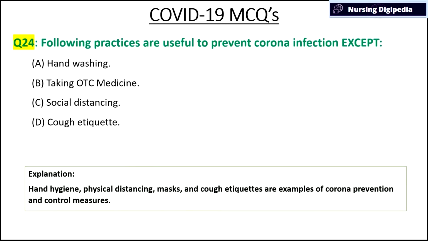Question 24. Following practices are useful to prevent corona infection except A. Hand washing, B. Taking OTC medicine, C. Social distancing, D. Cough etiquette. And the answer is B. Hand hygiene, physical distancing, mask, and the cough etiquettes are examples of corona prevention and control measures.